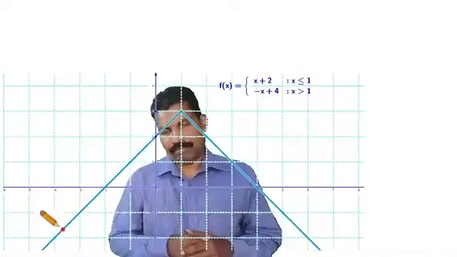When we try to draw the graph of a continuous function, it can be drawn in a single stroke. That is, without lifting the pen from the paper, we can complete the graph of a continuous function. Whereas, in the case of a discontinuous function, we cannot draw the graph of such a function in a single stroke. We have to lift the pen somewhere to complete the graph.